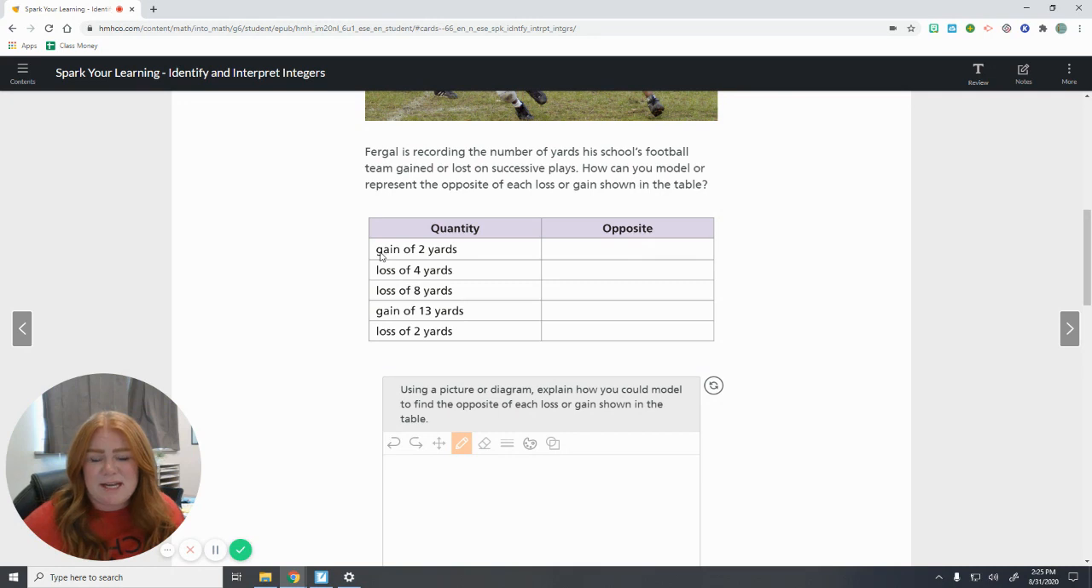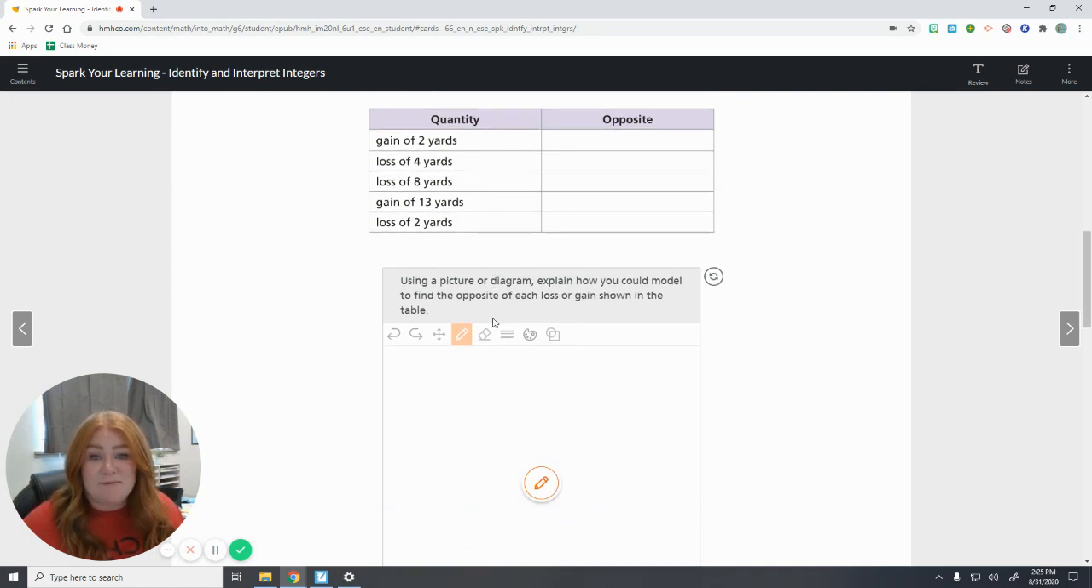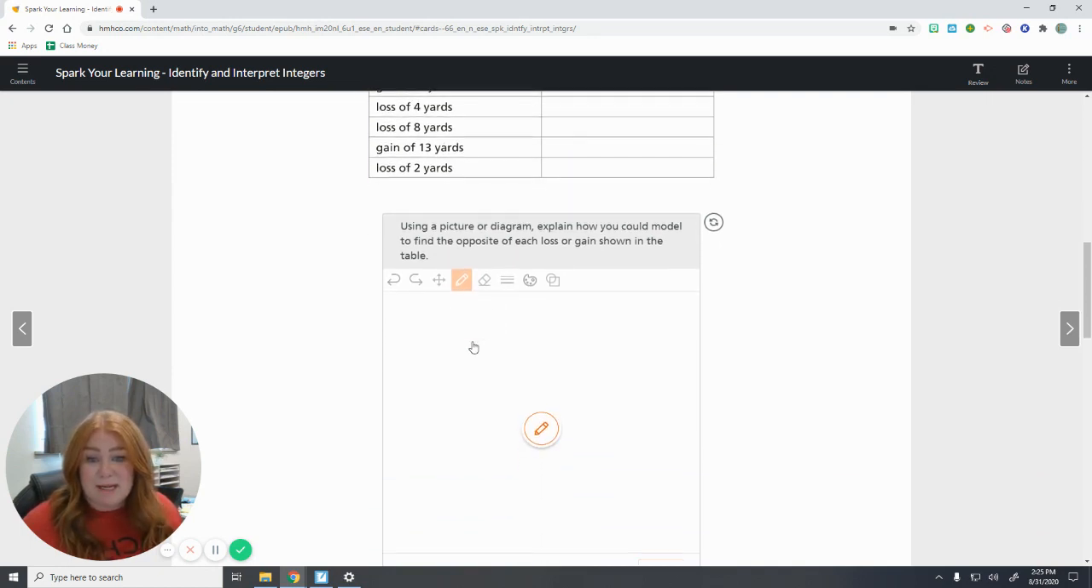First, I need to think about what it means when I gain something. I know when I gain something, I'm receiving it or I'm getting that. I'm adding on to what I already have. And the loss of something means that it's being removed or taken away from me. So I like to think of numbers on a number line.